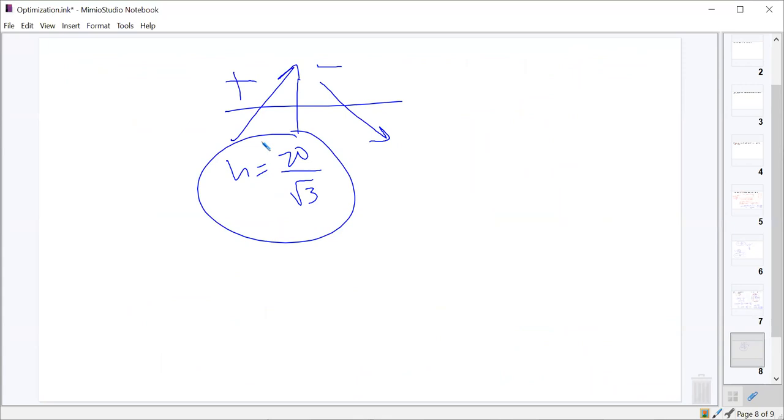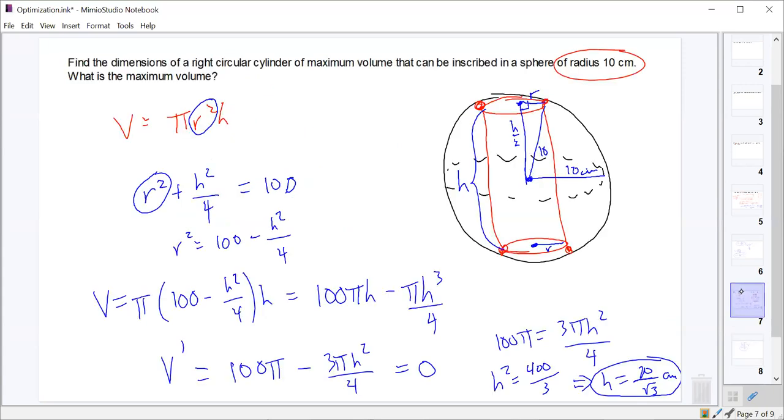Good or no? And if we wanted to find the actual volume, we would just plug 20 over root 3 into our volume equation.